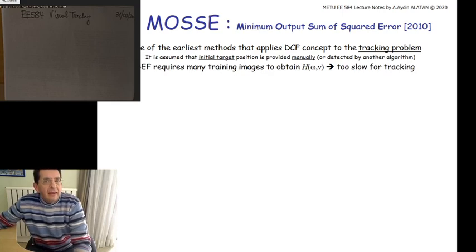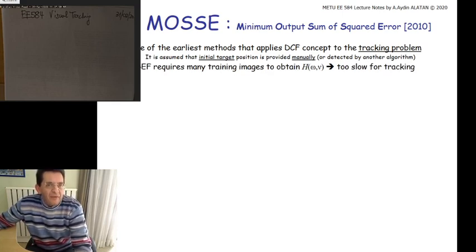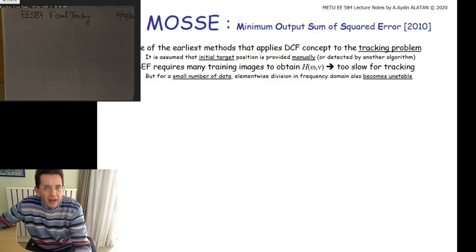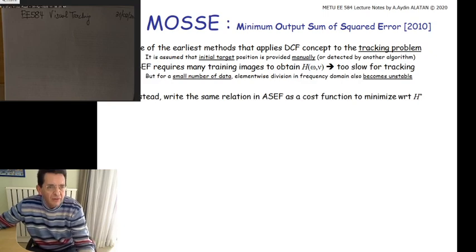Okay. Now, the ASEF algorithm requires many training data to obtain the frequency response of the filter. It's a little bit too slow for tracking, because it takes many DFTs, dividing and just taking averages. It could be slow. Therefore, we have to do another algorithm which will improve this slowness. But the problem here is if you take a single data between two frames, then the element-wise division in the frequency domain is unstable. It could go to infinity. Therefore, we don't prefer that one as well.